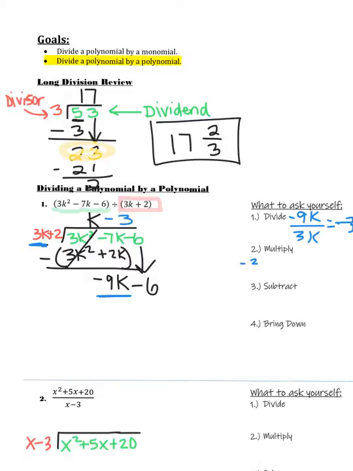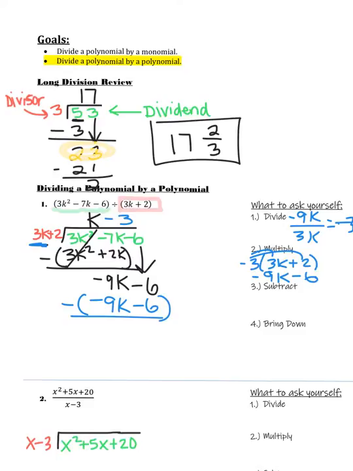So I'm going to multiply that negative 3 by the divisor, 3k plus 2. And don't forget this is a distribute problem, so negative 3 times 3k is negative 9k, and negative 3 times 2 is negative 6. So I am going to write that in my problem here. Let's see, negative 9k minus 6. And the next step is to subtract. So I'm going to make sure that I subtract both columns here.